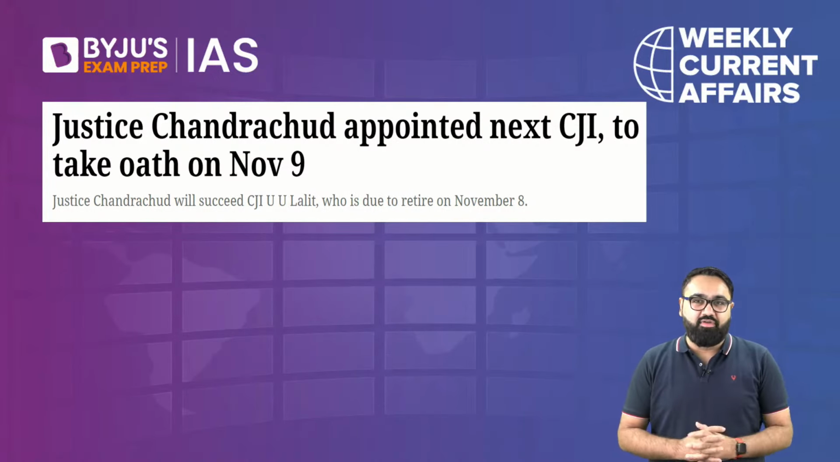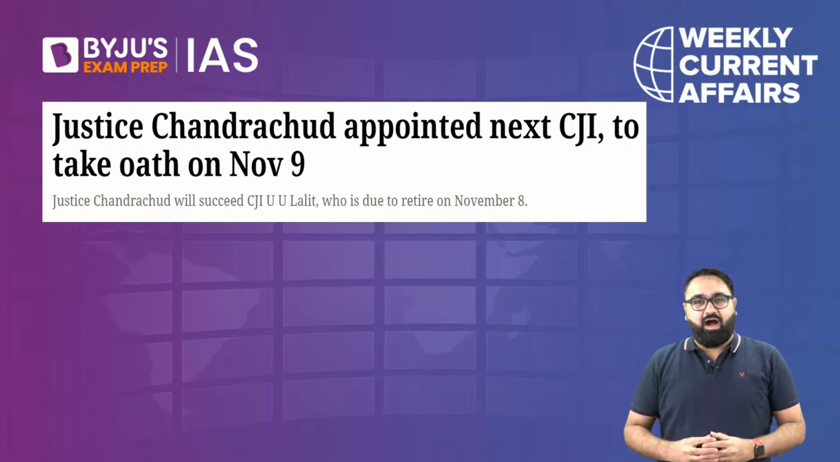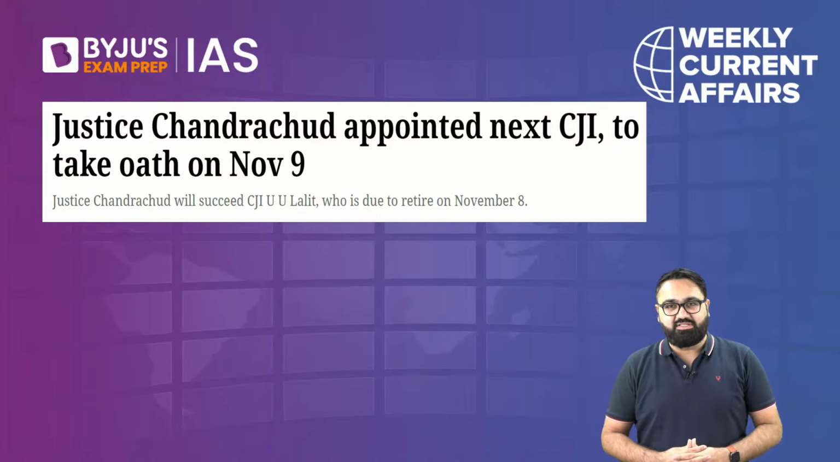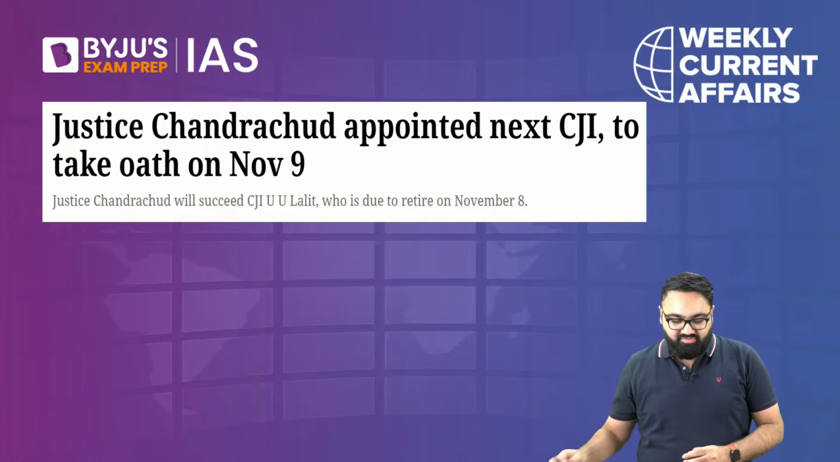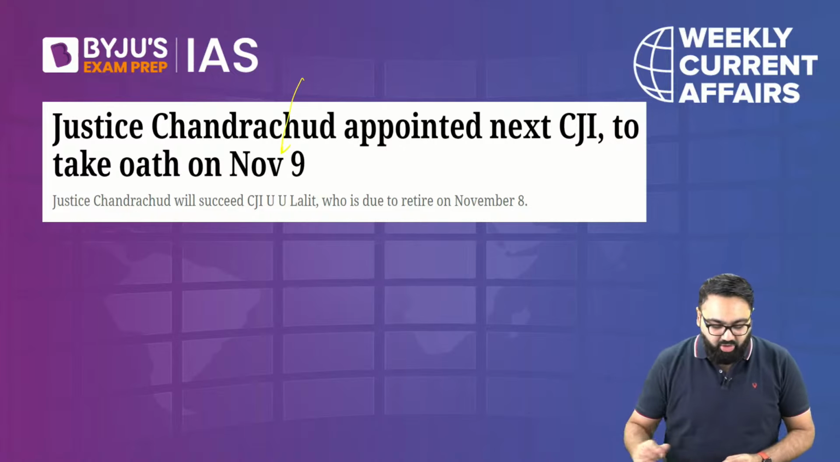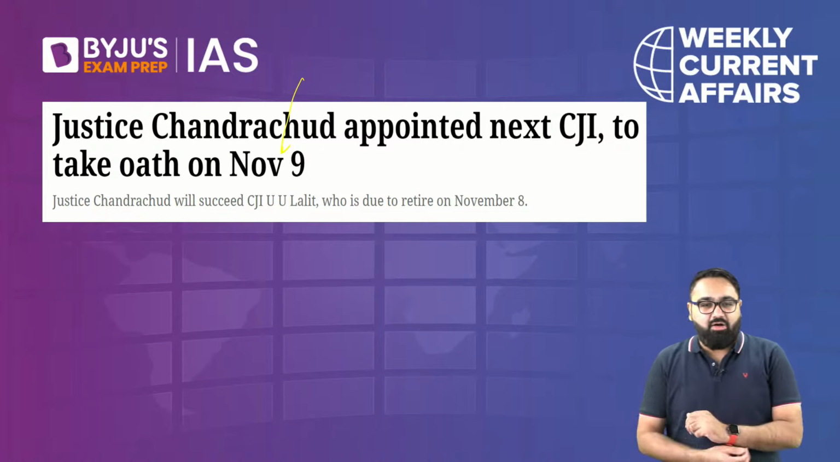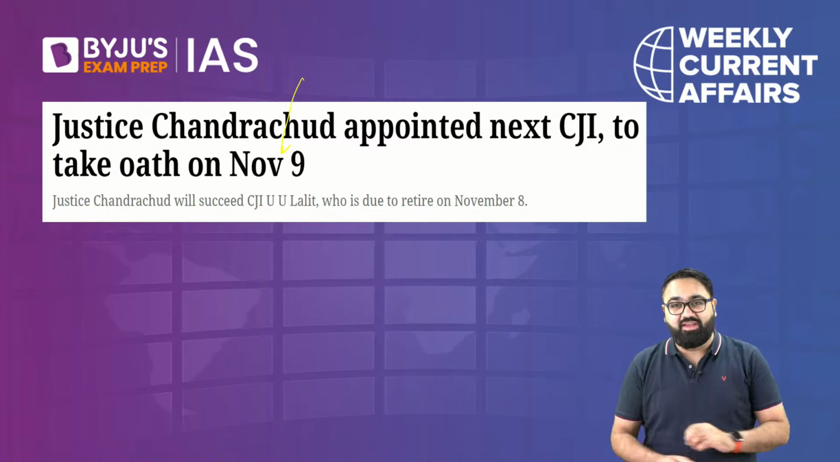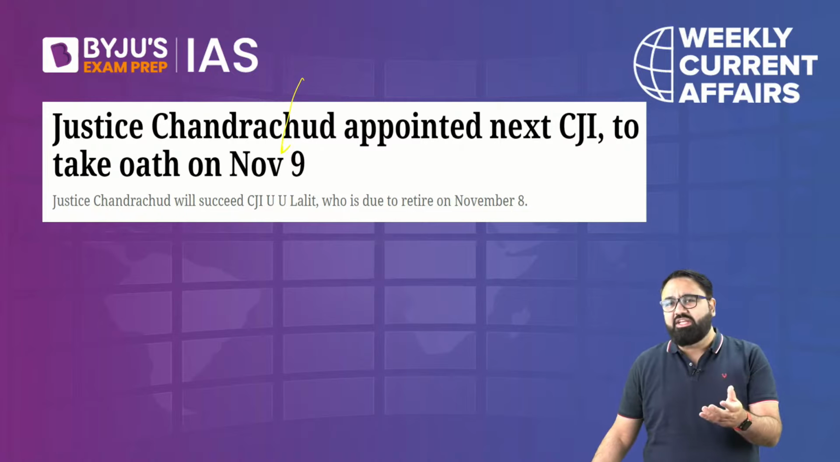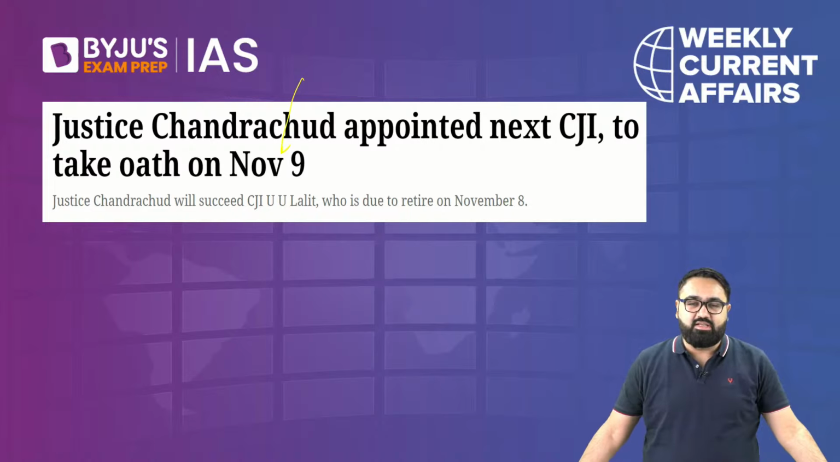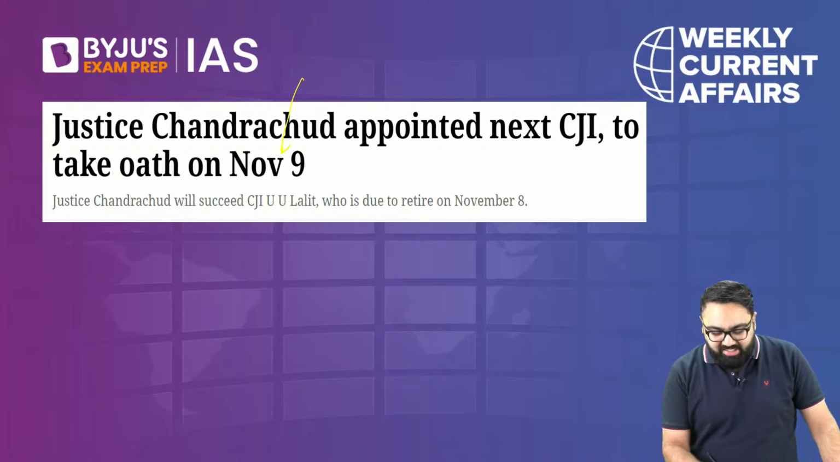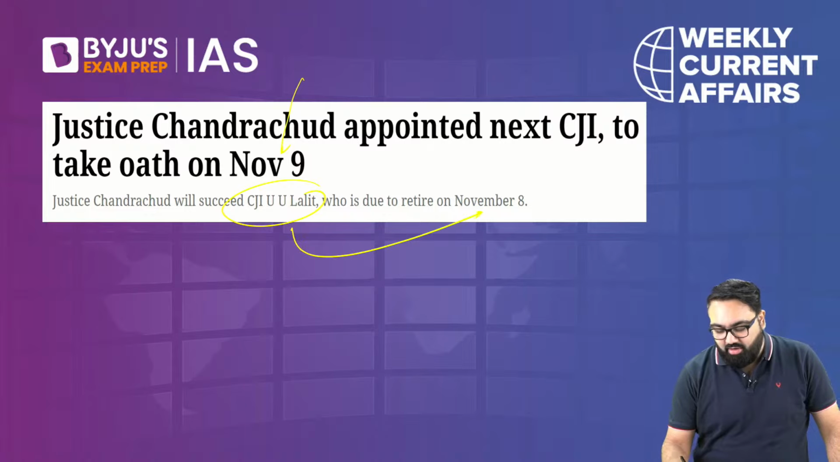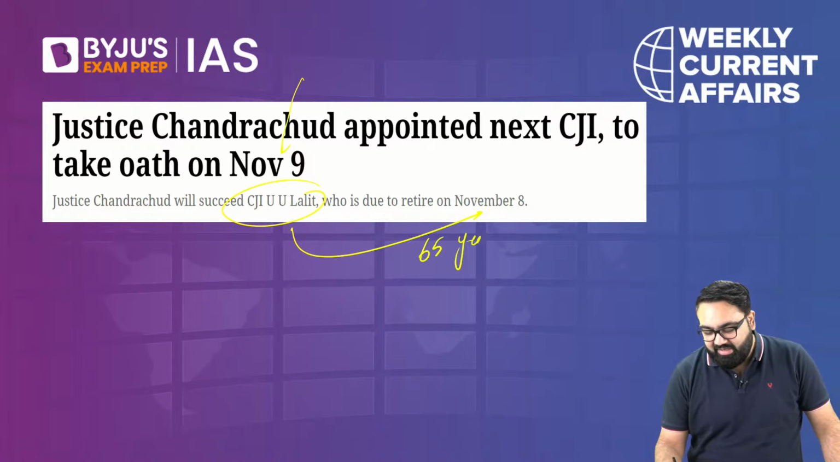Now, as all of you would be very well aware, India will soon have a new Chief Justice, that is Justice D Y Chandrachud, who will take over as the Chief Justice of India on the 9th of November. Right now, we have Justice U.U. Lalit, who is serving as the Chief Justice of India. He has a very short tenure, not even 75 days. The reason why his tenure is short is that he will retire on November 8 because he will complete 65 years of age.